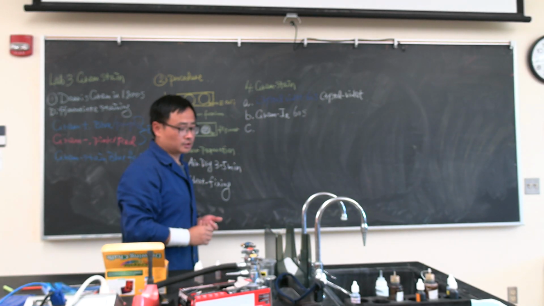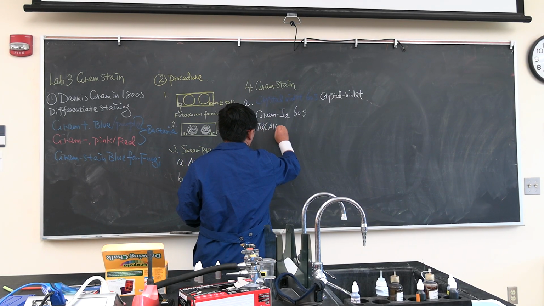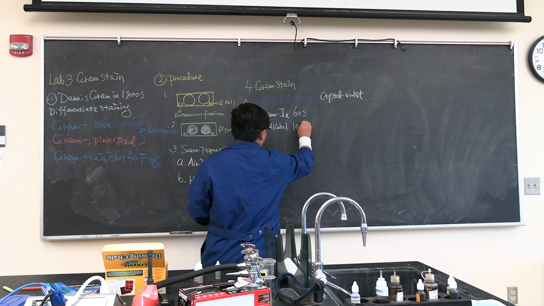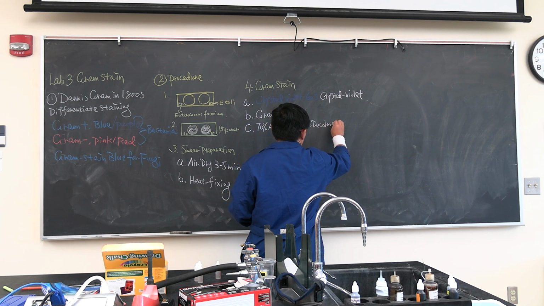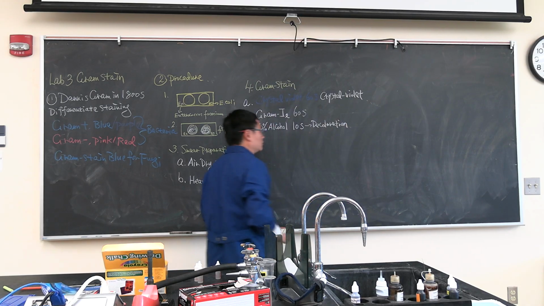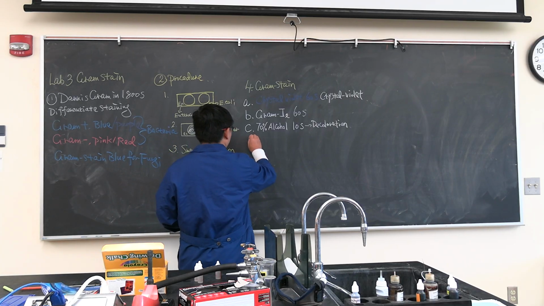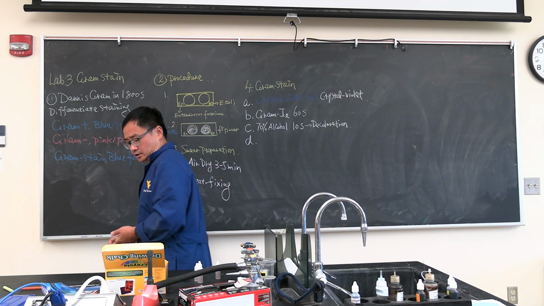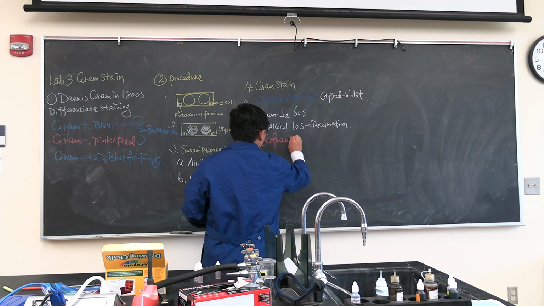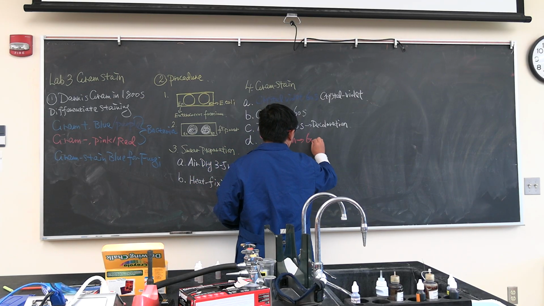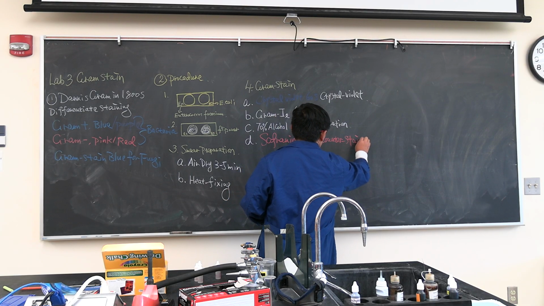Then the next step is very important. We're using 70% alcohol for only 10 seconds. This is what we call decoloration. And I said the 10 seconds is very important. If you overdo, everything could be washed off. Then the last step, we're going to use safranin. And this is also 60 seconds, as a counterstain. Okay.